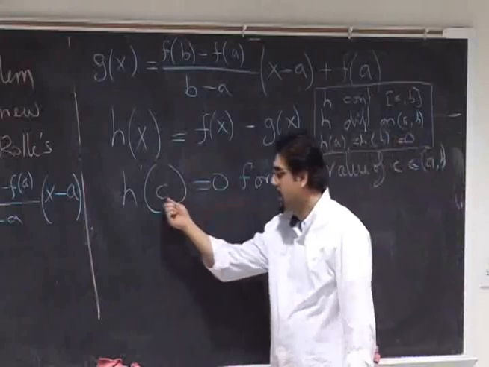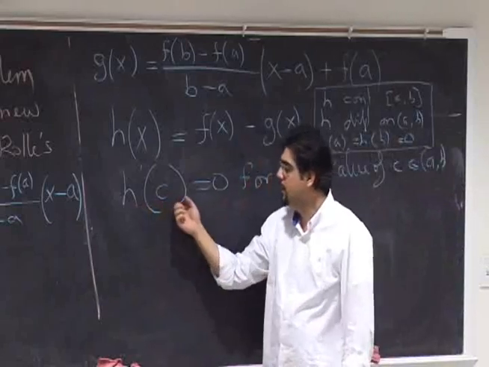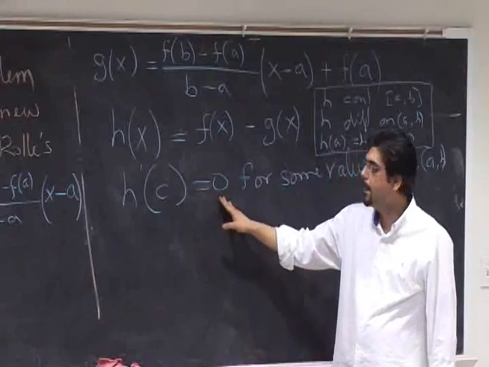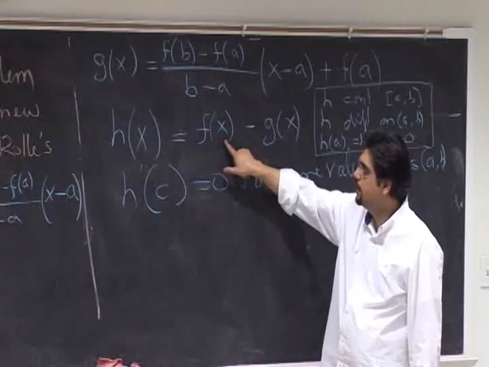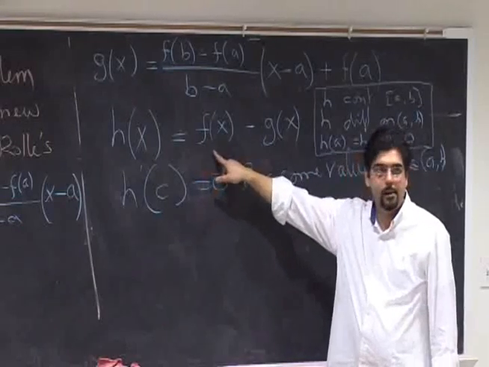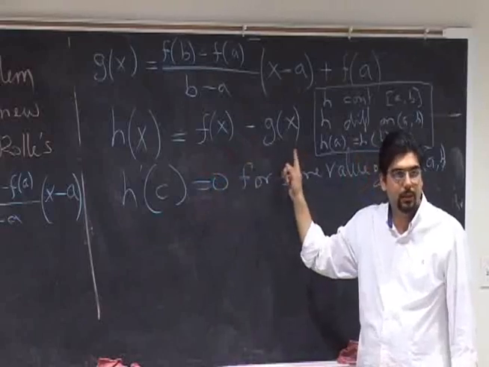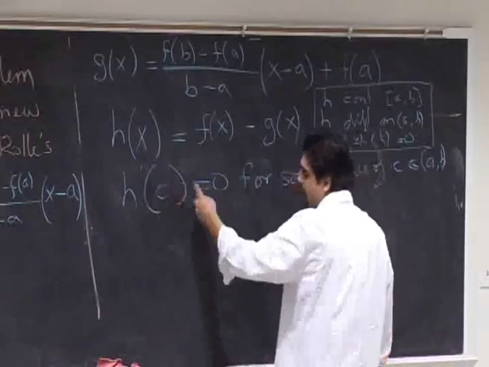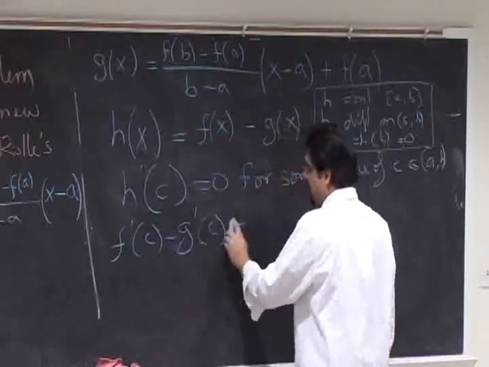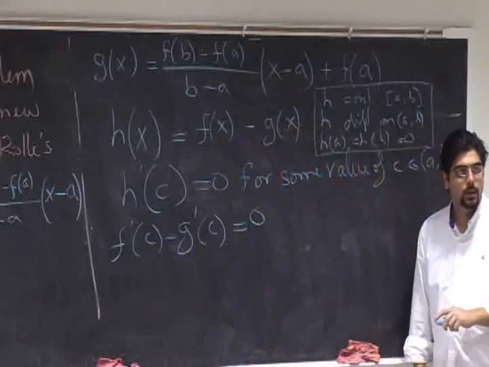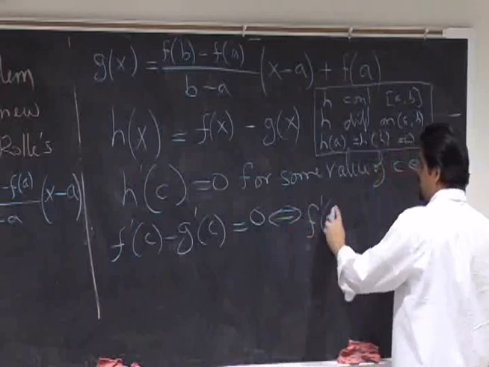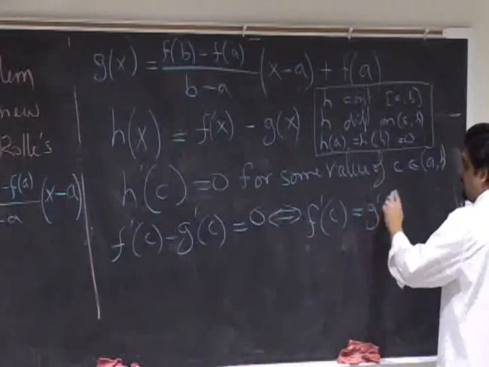Therefore, we can write down the conclusion, which is that the derivative of h at some point is equal to 0. Right? Looking here, what's the derivative of h? F prime minus g prime, right? So just rewrite h prime of c equals 0. So f prime of c minus g prime of c equals 0. Yes? In other words, that f prime of c is equal to g prime of c.